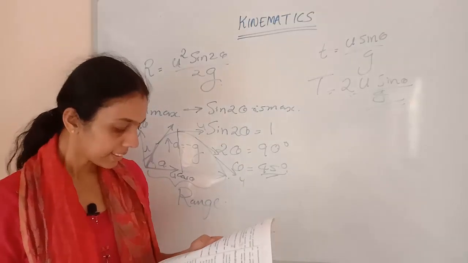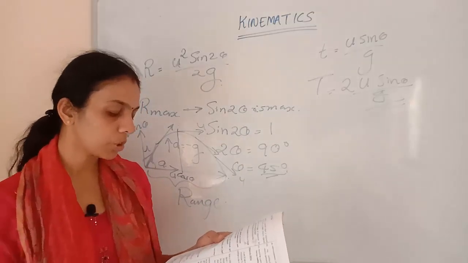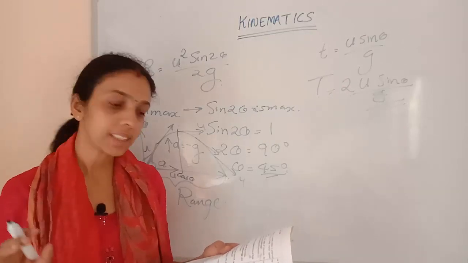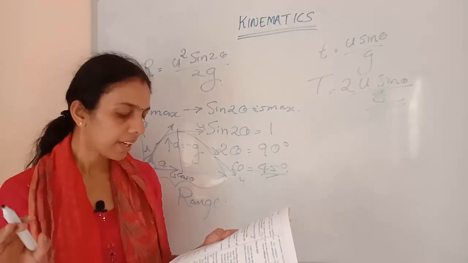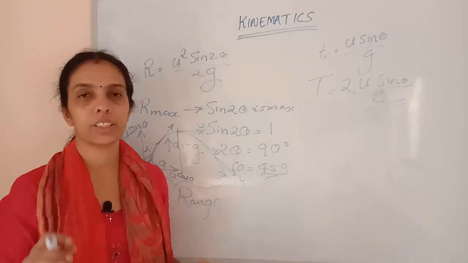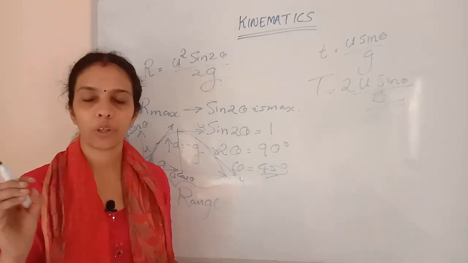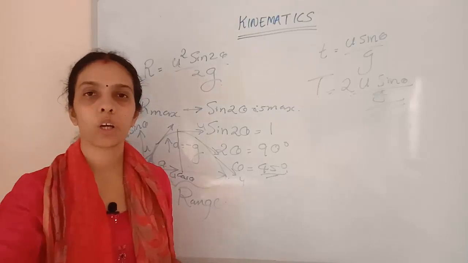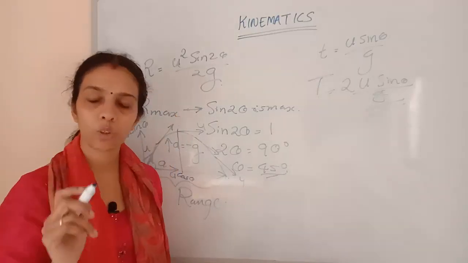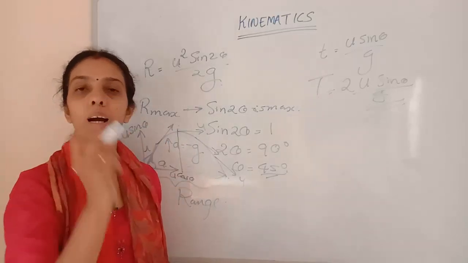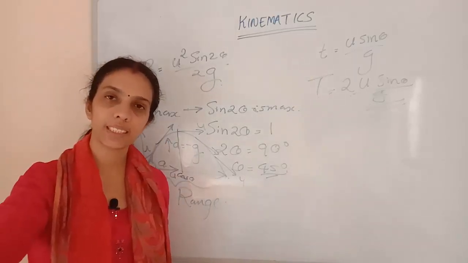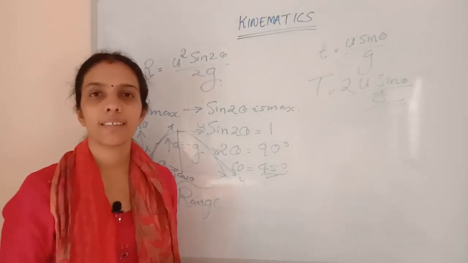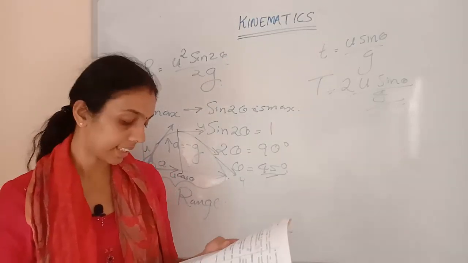Next, uniform circular motion is a special case of two-dimensional motion having centripetal acceleration. Define centripetal acceleration. It is the acceleration of an object acting towards the center of the circle. That is, if an object is under circular motion, the acceleration acting towards the center is called the centripetal acceleration.